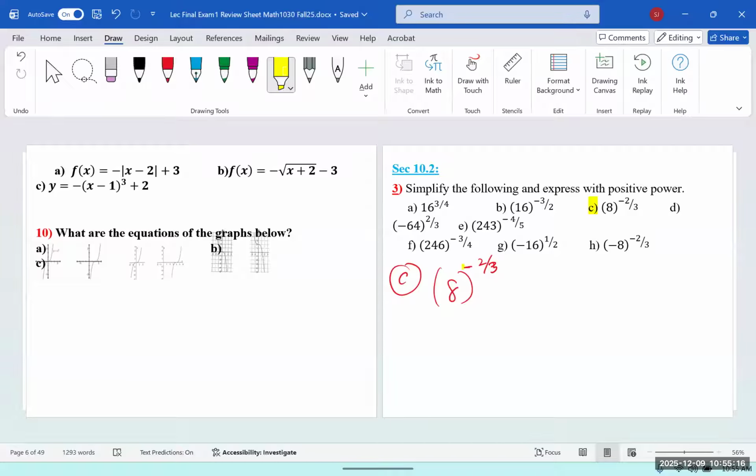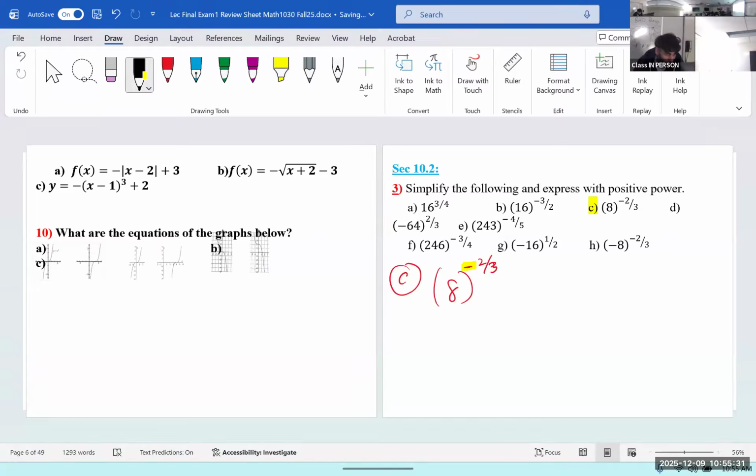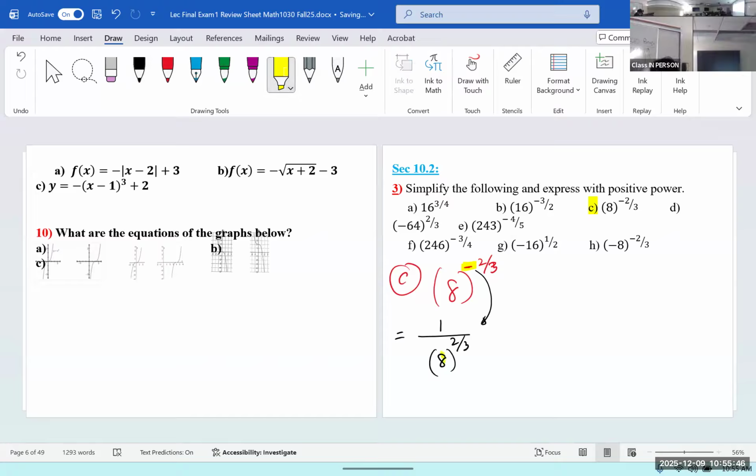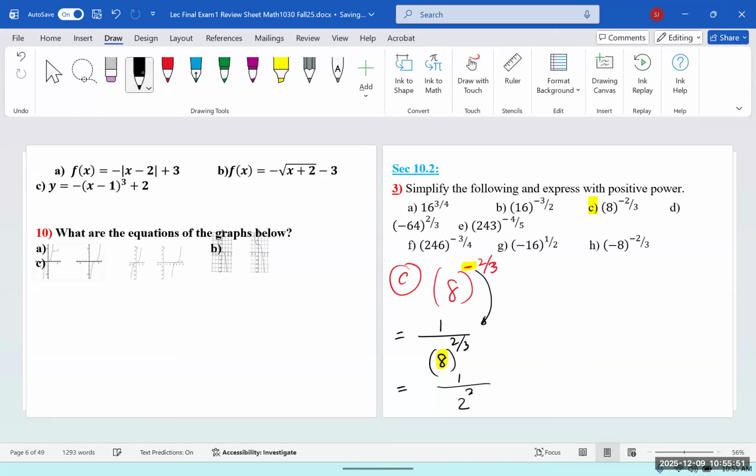Yes, we are going to turn this to a fraction with the power, but we are going to do that later, not now. It's up to you. You can do the fraction first and then simplify, or you can simplify first and then fraction. So it would be 1 over 8 to the power 2/3. And then what do you do? You rewrite 8 as 2 cubed, and you have 2 over 3.